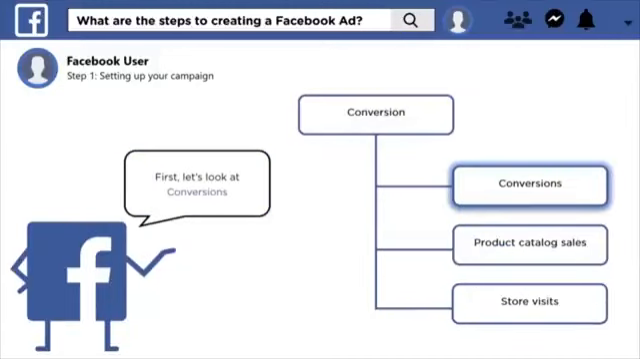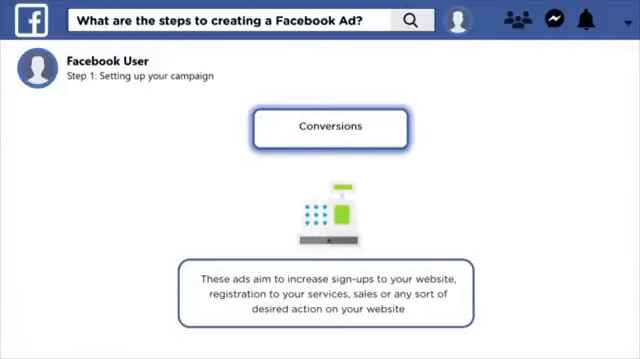Let's turn our attention to the last objective, which is conversion. Under conversions, we have conversions, product catalog sales, and store visits. For conversions, this is the end of the funnel. This is the part of the funnel where we want people to take action. Ads related to the objective of conversions aim to increase whatever the goal is of your website. So if it means signups or registrations for your services, or sales or downloads or any desired action on your website, then that's the conversion. That's what we're aiming to achieve when we tie our ads to conversions.